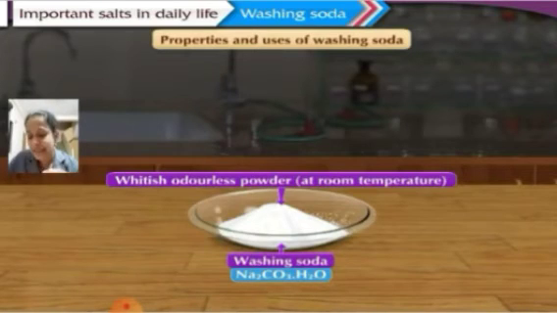CaCl2 or CaSO4, or MgCl2 and MgSO4. These are the salts which are there in the hard water. Because of this, the water tastes salty, and when you add this washing soda to it, it forms insoluble salts. So suppose the reaction is MgCl2 plus Na2CO3.